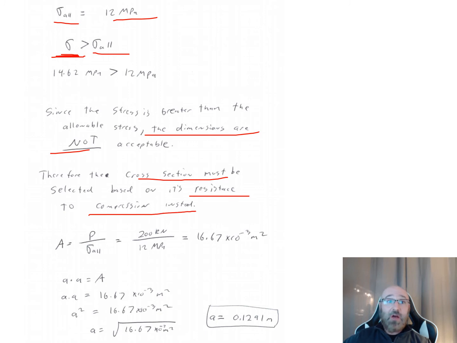So we'll rewrite this out. We'll resolve our equation for stress using our allowable stress here. Area is equal to our load over the allowable stress, which is equal to 200 kilonewtons over 12 megapascals.